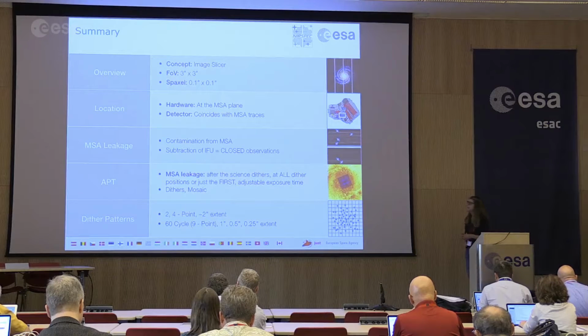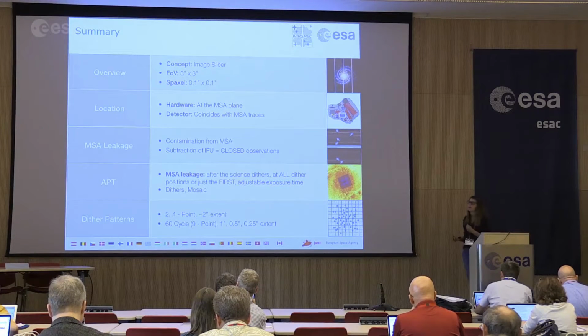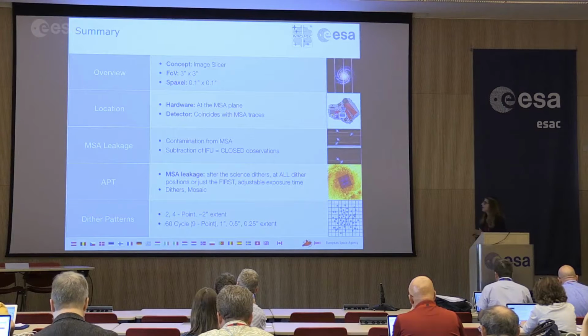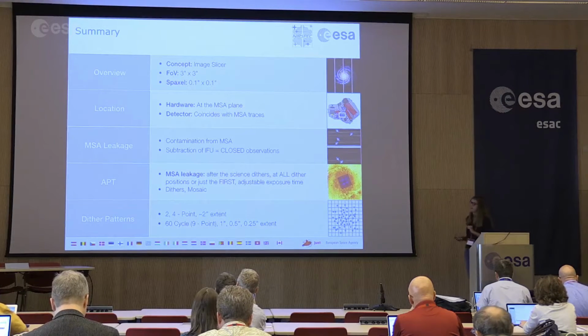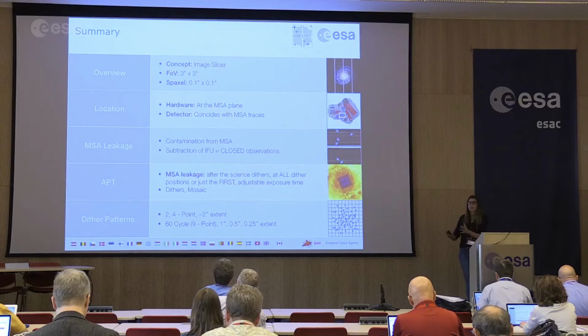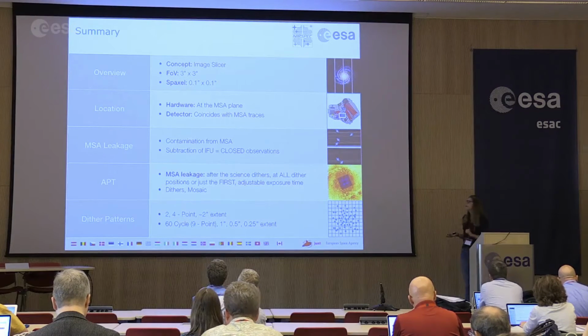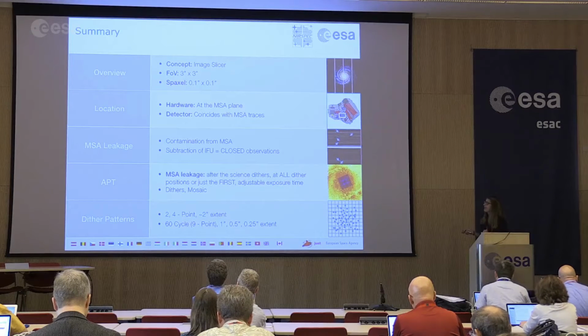To get rid of the MSA leakage, we have to do at least one exposure with the IFU closed and subtract that. But as I said before, you can probably trick around a little bit, and you don't have to do it after every exposure. In the APT, the leakage exposure will be done after the science dithers, and then you can choose whether you want to do it at the first dither position or at all dither positions by specifying this in the dither column. You can also adjust the exposure time. And then you can adjust dithers and mosaics in the APT as well.